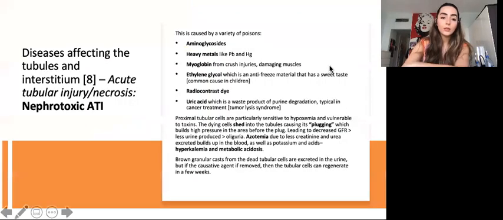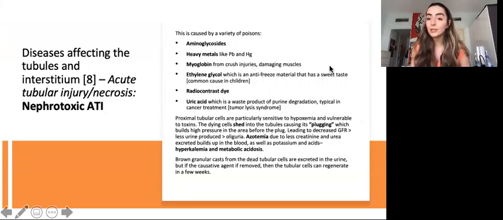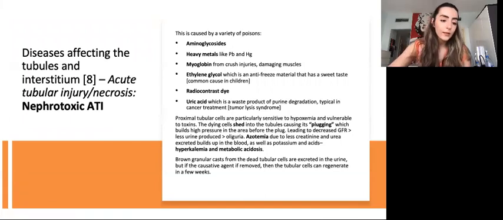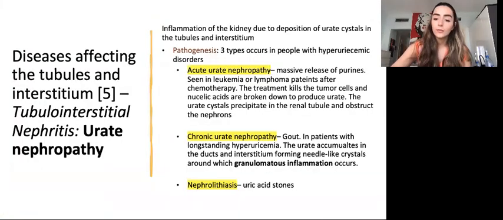And then for nephrotoxic, it can be caused by a variety of different chemicals, such as an antibiotic called aminoglycoside, heavy metals, lead and mercury, myoglobin from crush injuries, ethylene glycol, which is an antifreeze material that has a sweet taste. So this is actually the most common cause of acute tubular necrosis in children. Radio contrast dye, even sometimes, and uric acid, which is a waste product of purine degradation, typical in cancer treatment, causing tumor lysis syndrome, similar to this one we were talking about, urate nephropathy.